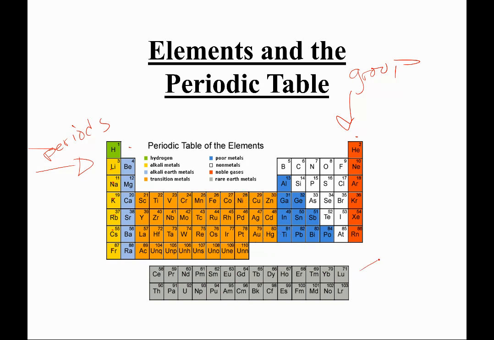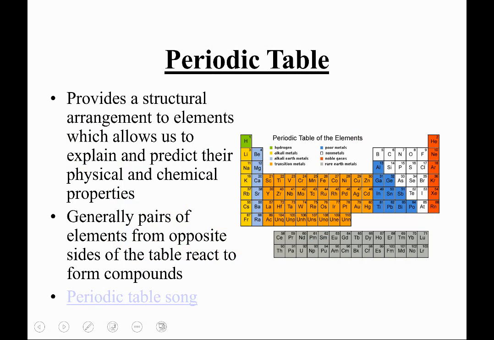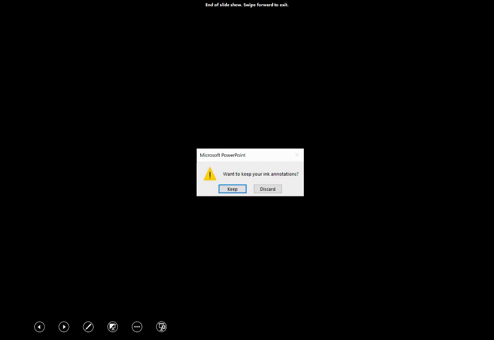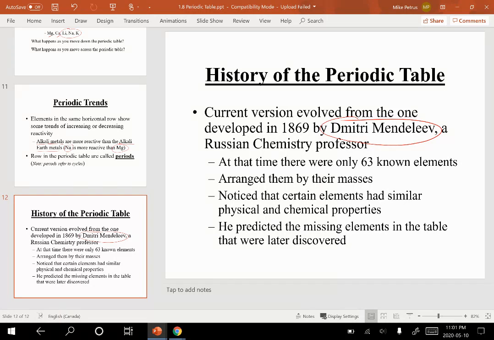These guys down here are the rare earth metals, the lanthanides and actinides. And I don't know how much we'll need, other than needing to know what they are and where they are on the periodic table. You don't need to know that much about it. Anyway, that is the end of that PowerPoint. I have questions posted as well.